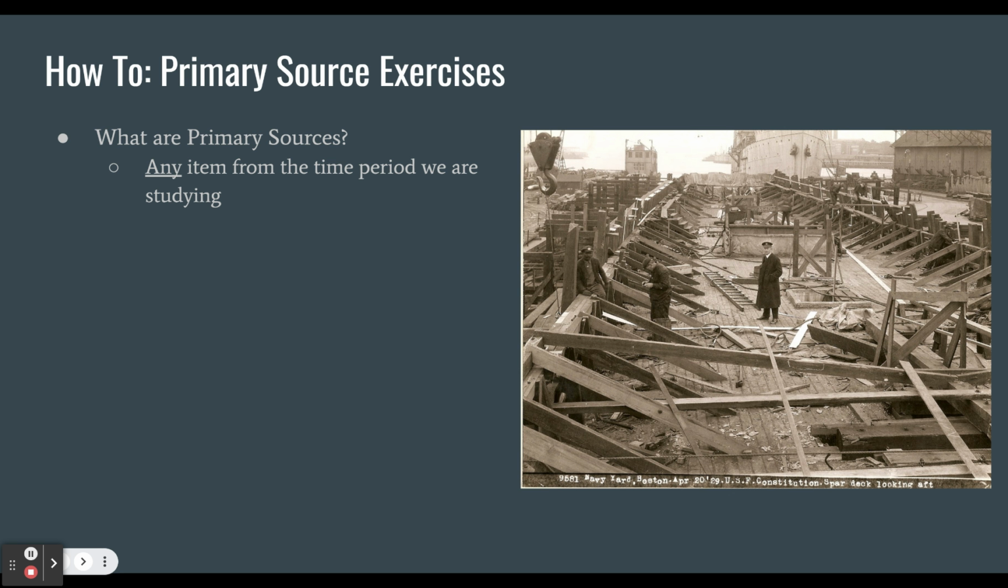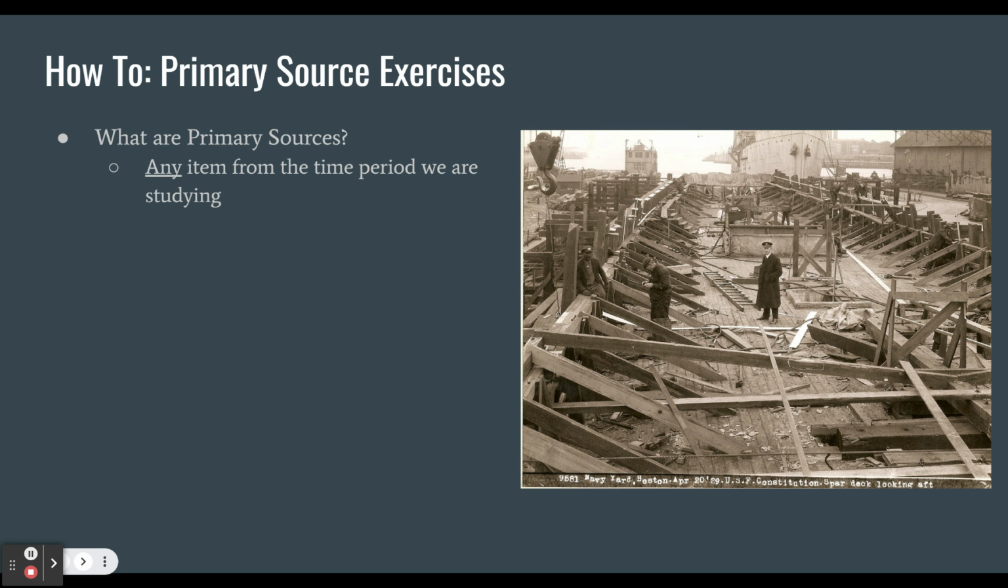If a young woman wrote in her diary about what it was like to be a flapper, her diary would be a primary source. If she wrote letters to her friends about how she went to a club and listened to jazz, those letters to her friend would be primary sources, right? So, literally, any item from that time period that we are studying would be considered a primary source.